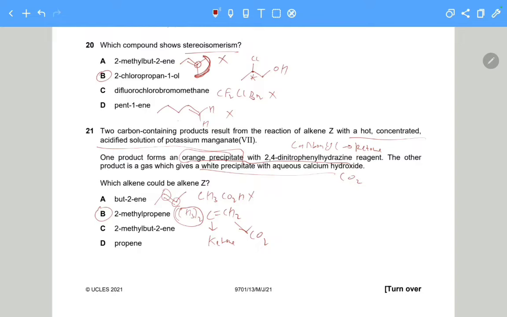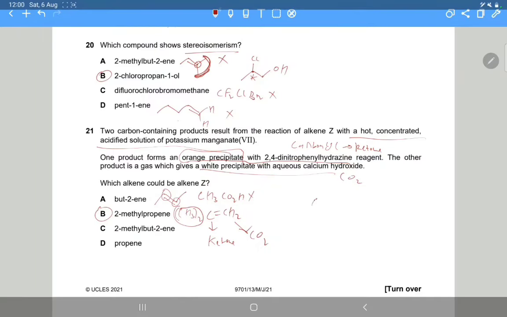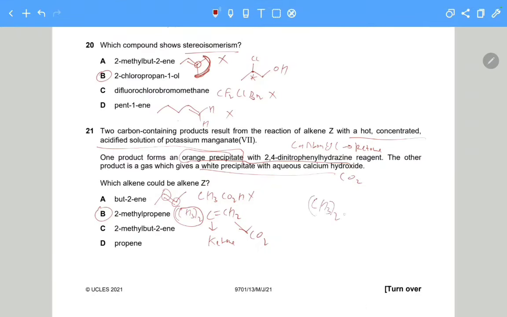2-methylbutene, I'm drawing it out here on the far right, (CH3)2C=CHCH3. This will give a ketone, but this will give a carboxylic acid because it has one H and one methyl group, so RCOOH. And we don't want a carboxylic acid, we want carbon dioxide, so this cannot be the answer.